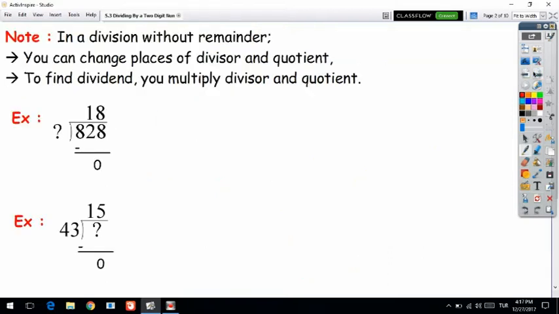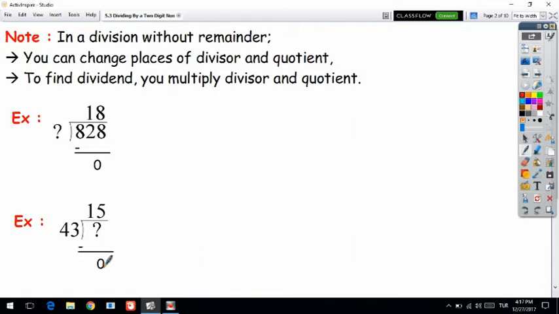Another page is about dividing 2. We have a note: in a division without remainder. So this section is about today's lesson, right? Yes. Okay. So without remainder means there is no remainder. Who can tell me, please? It's 0. Your remainder must be 0, right? Okay, we have 2 examples here. When you look at each example, we have 0 remainder, we have 0 remainder.